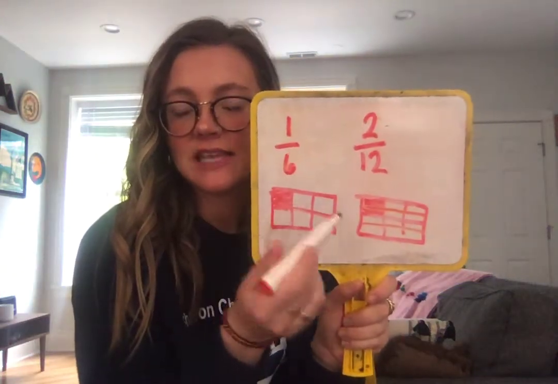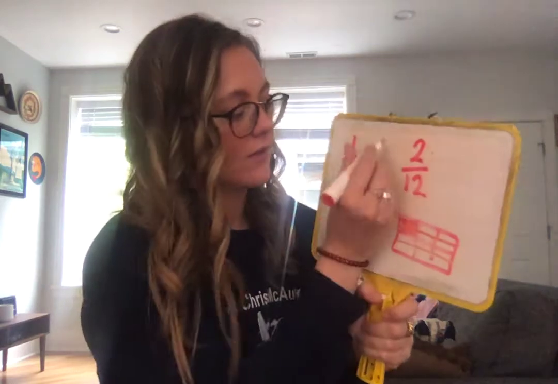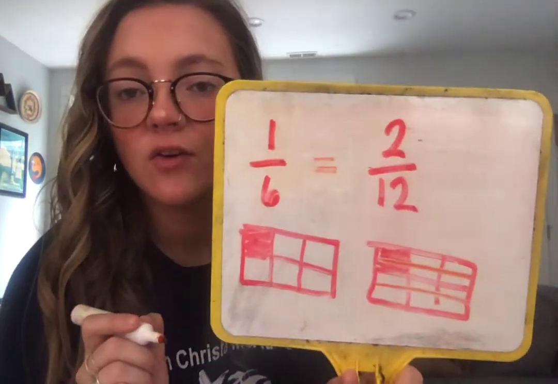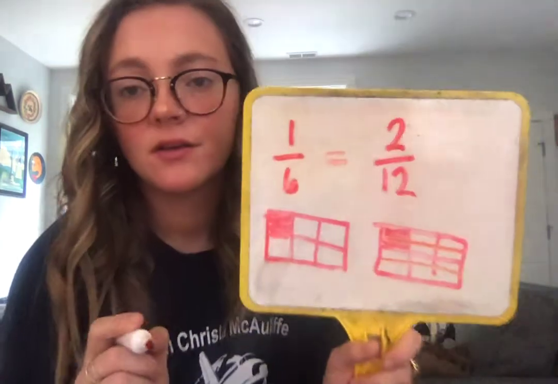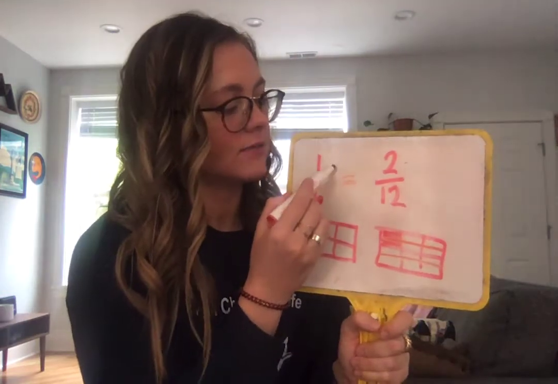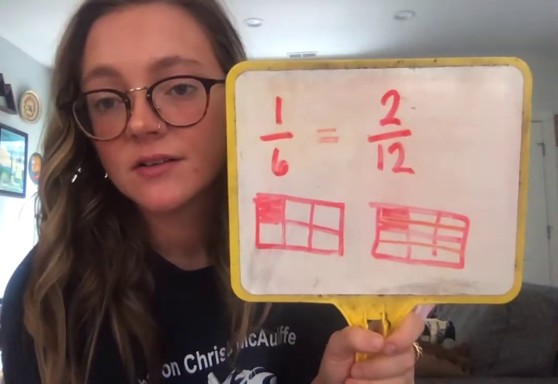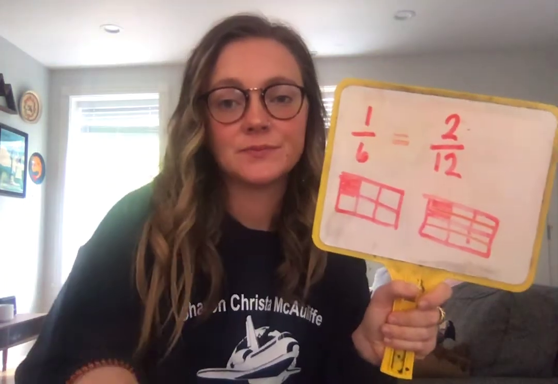Do these look like the same exact amount filled in? Yeah. The other way you might be noticing a pattern: 1 times 2 is 2, and 6 times 2 is 12. So that's a good way to check your work. Let's try another one.